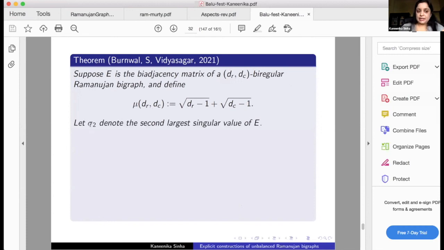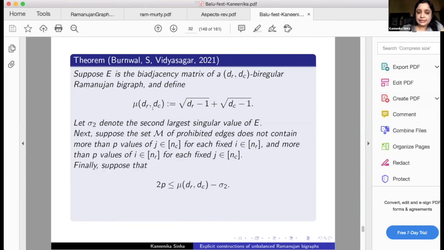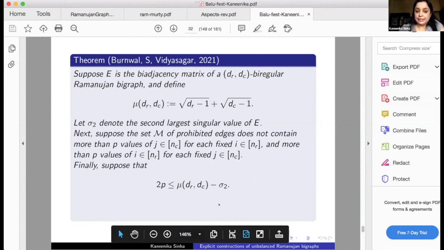So let sigma 2 denote the second largest singular value of E. In a Ramanujan bigraph, we know that sigma 2 has to be bounded above by mu of dr comma dc. What we are interested in is the difference between this expected bound and the actual second largest singular value. So suppose we have a positive integer p, such that 2 times p is at most mu minus the second largest singular value.